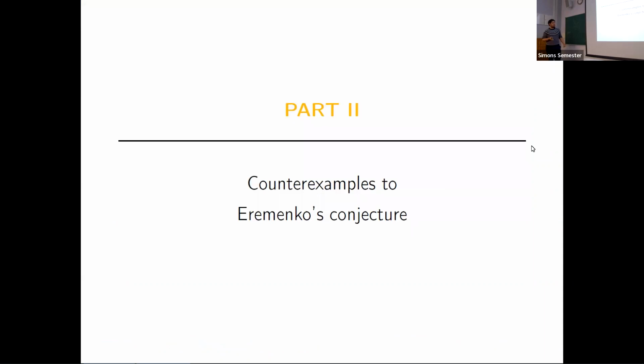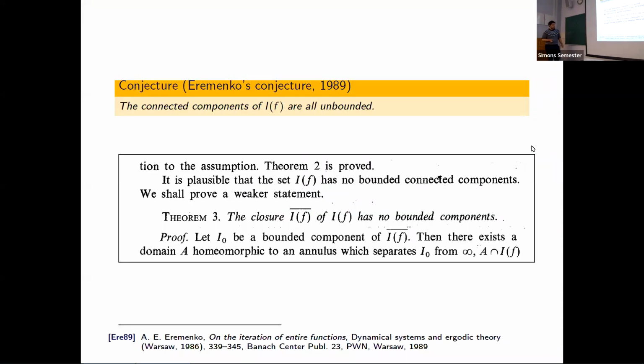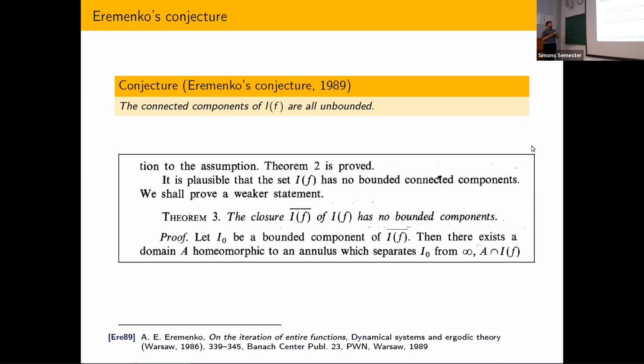So now for counterexamples to Eremenko's conjecture, how do we construct them? This is a reminder. Eremenko's conjecture says the components of the escaping set are all unbounded. So our goal is to construct a transcendental entire function with a bounded component of the escaping set.